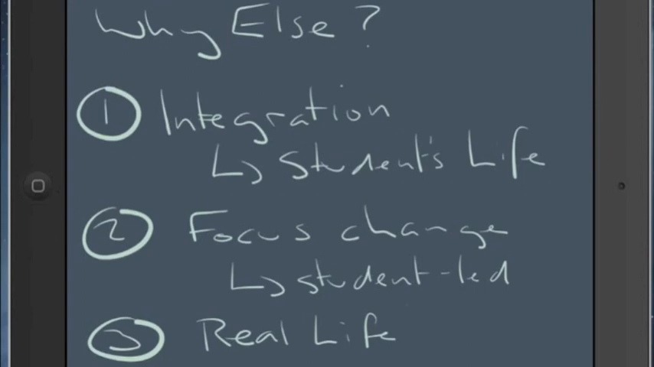But BYOD fits with what your students know and do outside of school. It brings what they already have into the domain of school, and it takes school into their domain. And I think that that in itself is the most important reason for giving a bring your own device policy a go.